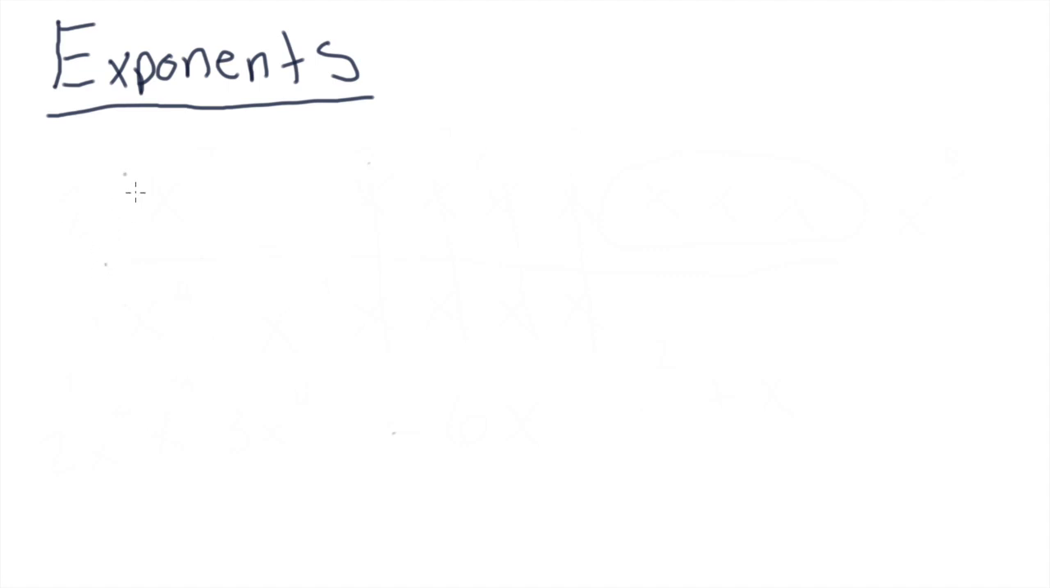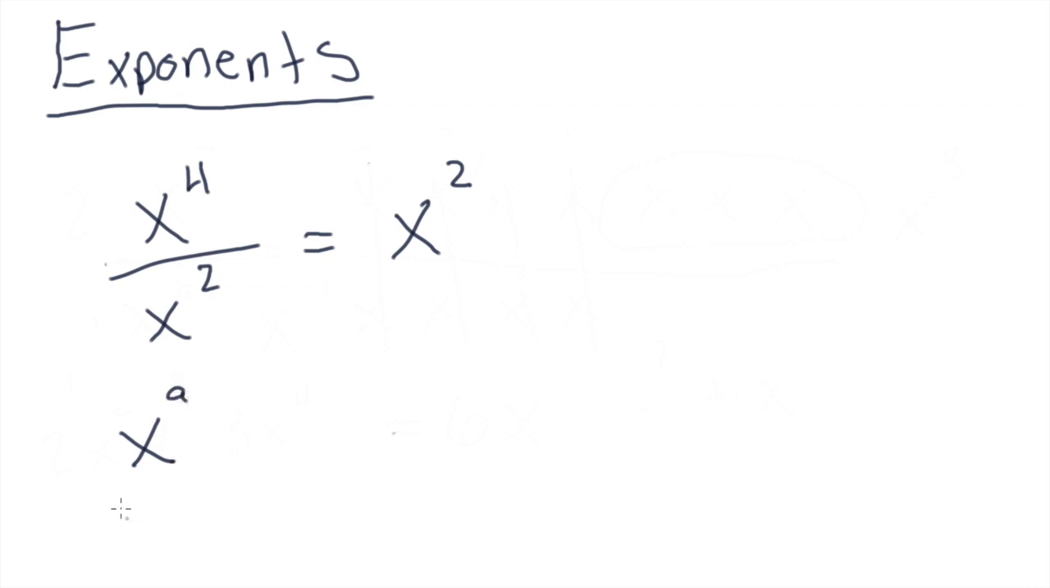What would you get if I gave you x to the 4th over x to the 2nd? That would just be 4 minus 2, which would be x to the 2nd. What about x to the 9th over x to the 6th? That would also just be 9 minus 6, which would be x to the 3rd. Let's try one that's a little bit harder. What would you get if I had x to the 1st over x to the 3rd?